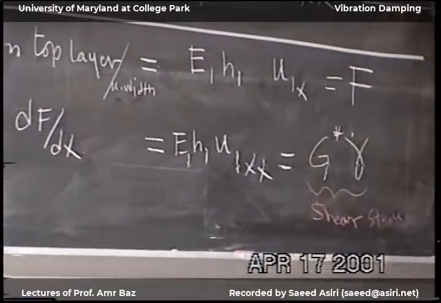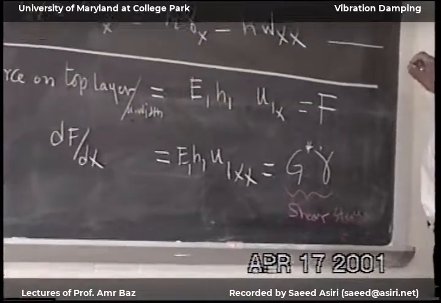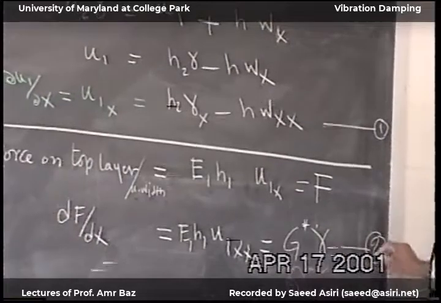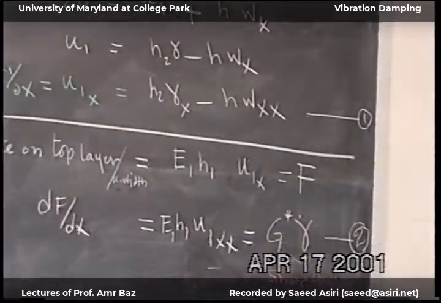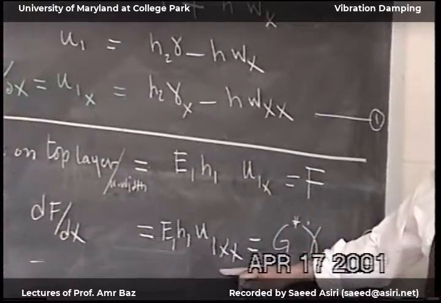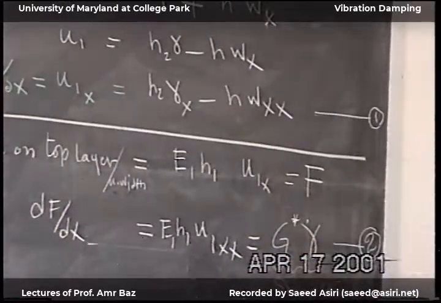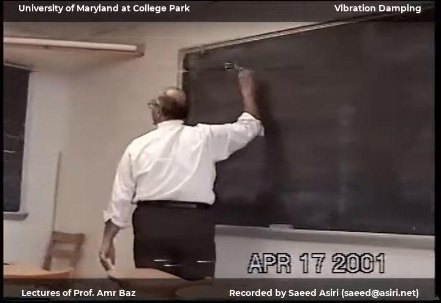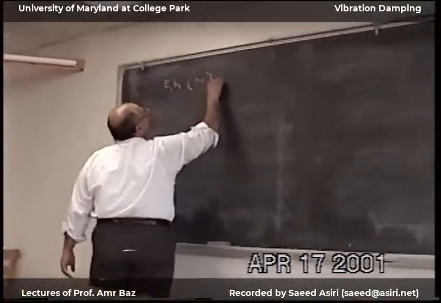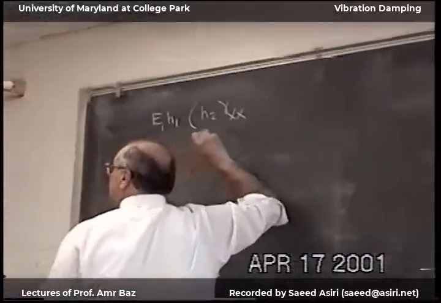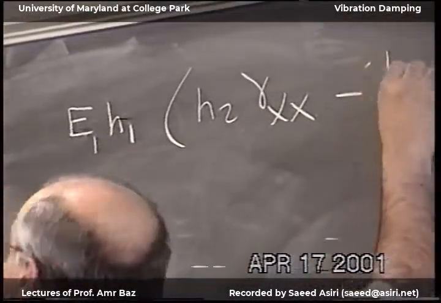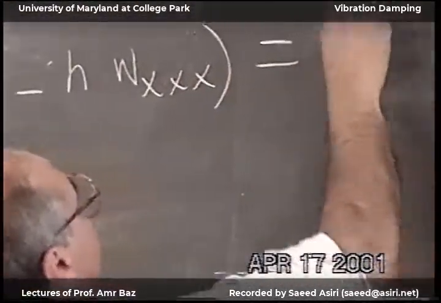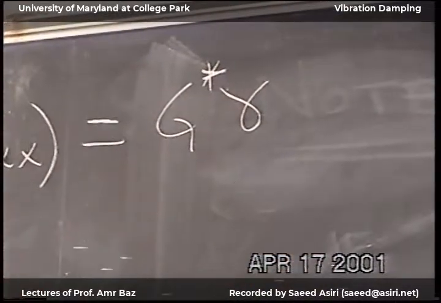Let's call this equation 1, and then this is equation 2. So now I'm going to replace the uxx from here; I'll differentiate the top again. So I'll have h u1xx is equal to h2 gamma xx minus h w1, 2, 3, and this will equal to g star gamma.